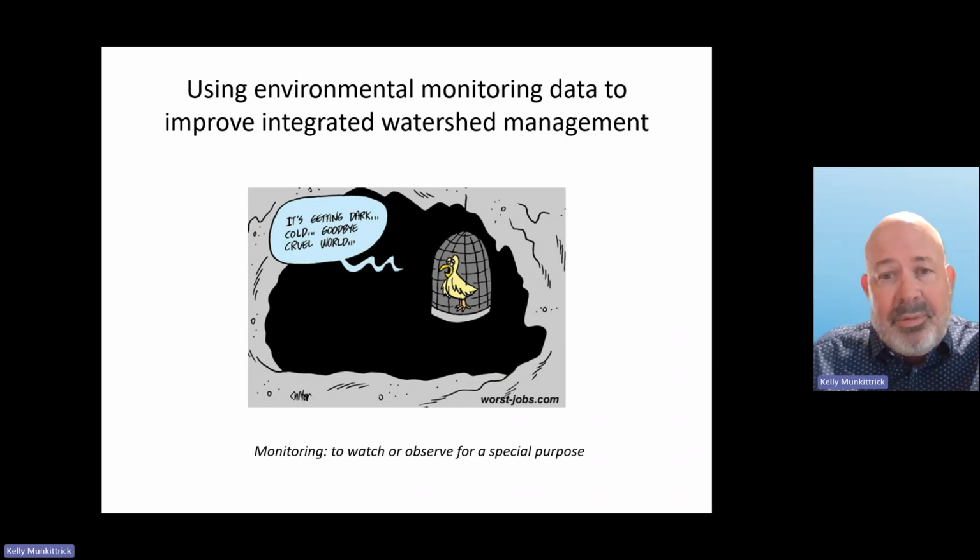Thanks for the invitation to give this presentation today on an approach to improving how we can do integrated watershed management.